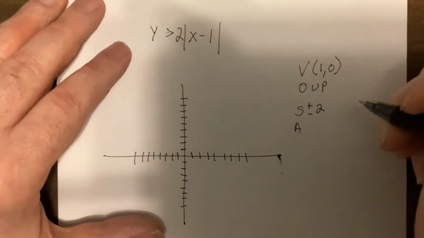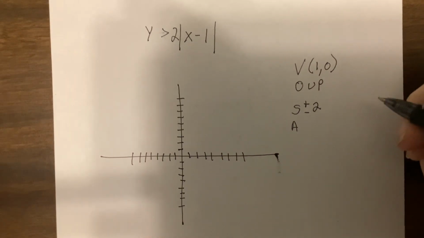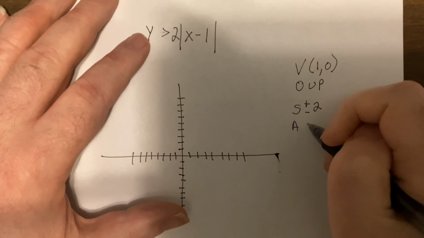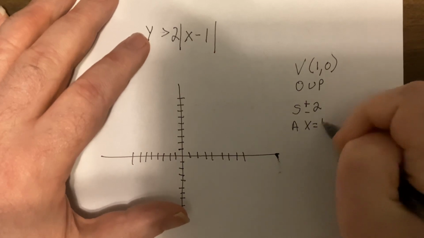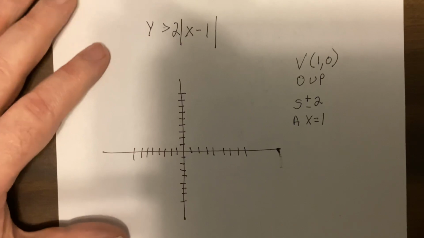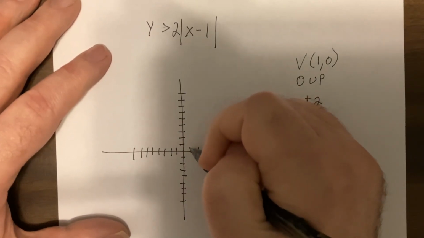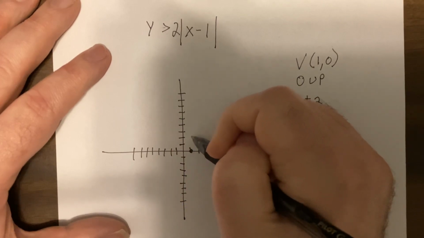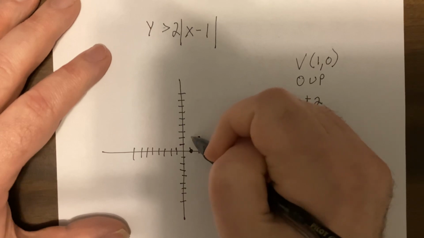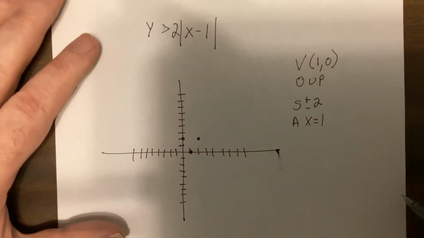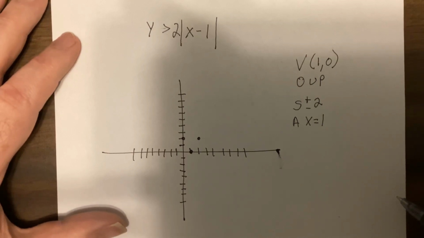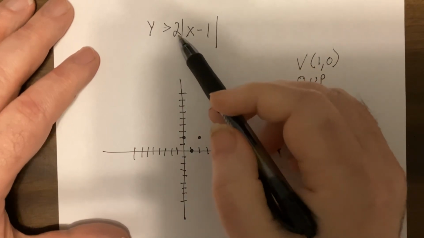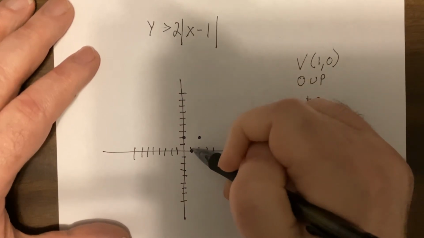And notice with these problems, you have to remember stuff we did before. And the axis is x equals 1. Although we don't really need the axis for the V-shaped graph. 1, 0 is right here. It opens up. It's 2, so it's up 2, right 1, up 2, left 1. Now, is it a solid V-shaped graph or is it dashed? Well, it is dashed because there's no equals.